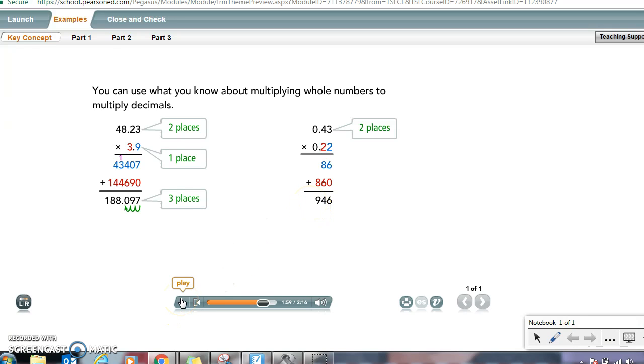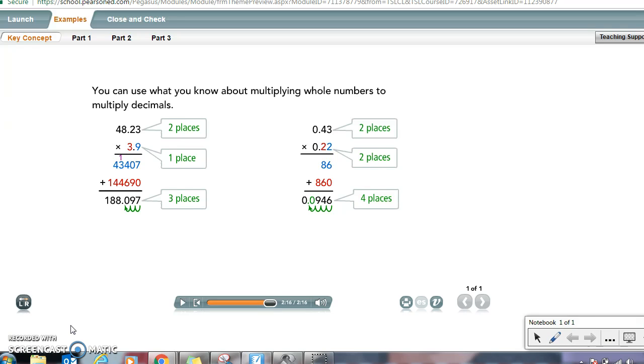So go ahead and watch what they do. They're going to add a 0 and put your decimal before that. So the main product is 946 10,000ths.